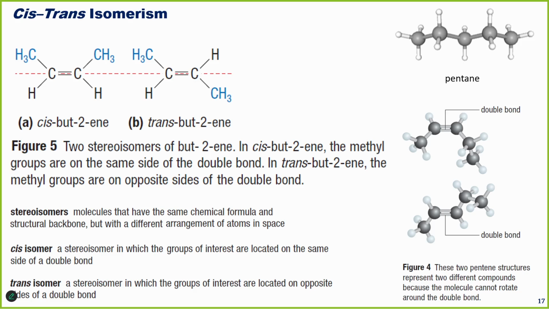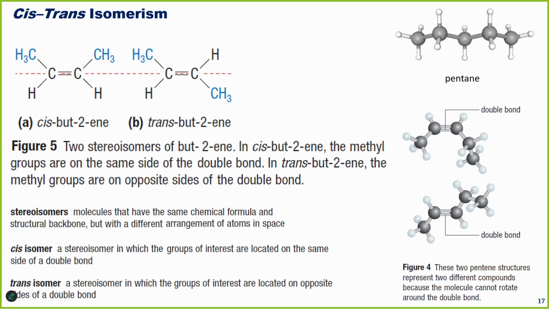This figure shows 2 pentene structures representing 2 different compounds because the molecule cannot rotate around the double bond. The 2 pentene structures in figure 4 are stereoisomers. Stereoisomers have the same kind and number of atoms bonded in the same order but have different arrangements in space. Stereoisomers cannot be changed from one to another by simple rotations; bonds would have to be broken and reformed. Stereoisomers are distinct compounds with different properties, such as different melting points.